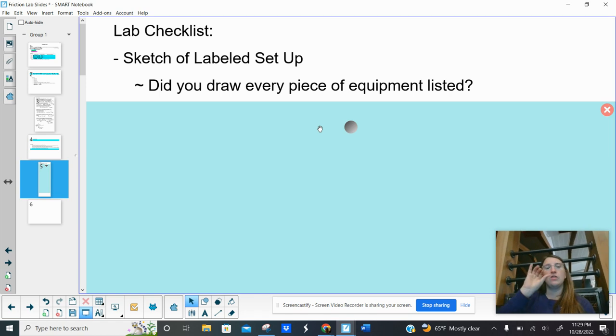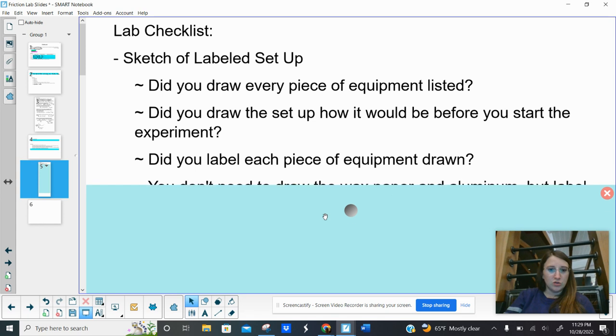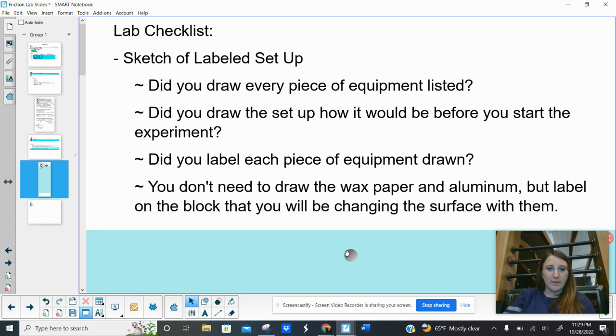You don't need to draw the wax paper or the aluminum foil necessarily. But what you can do is when you label your stuff, you can point to the block and say, will change surface with wax paper and aluminum, or will add masses onto the top of the block. And you want to draw the setup again, how it would be before the start of the experiment.